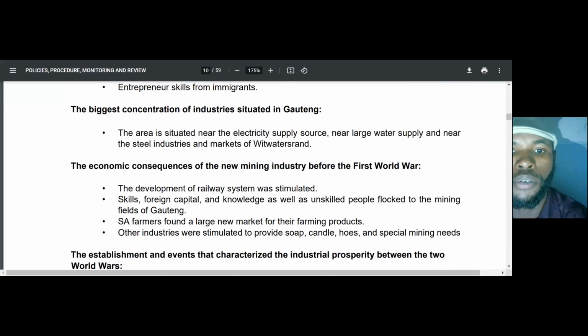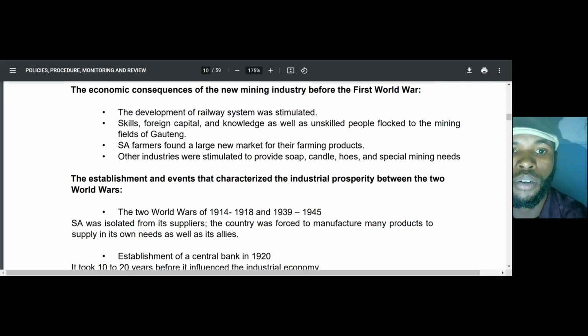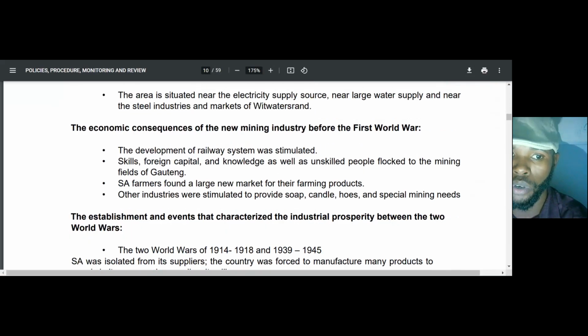The economic consequences of a new mining industry before the First World War: the development of the railway system was stimulated. Skills, foreign capital, and knowledge, as well as unskilled people, flocked to the mining fields of Gauteng.